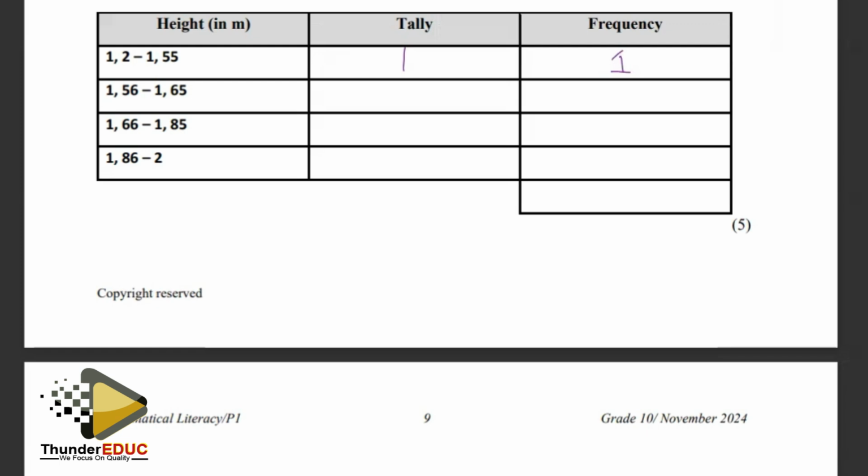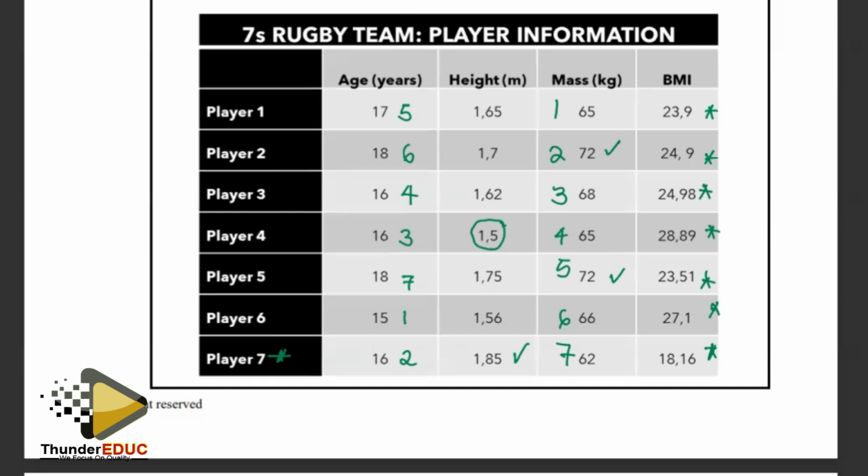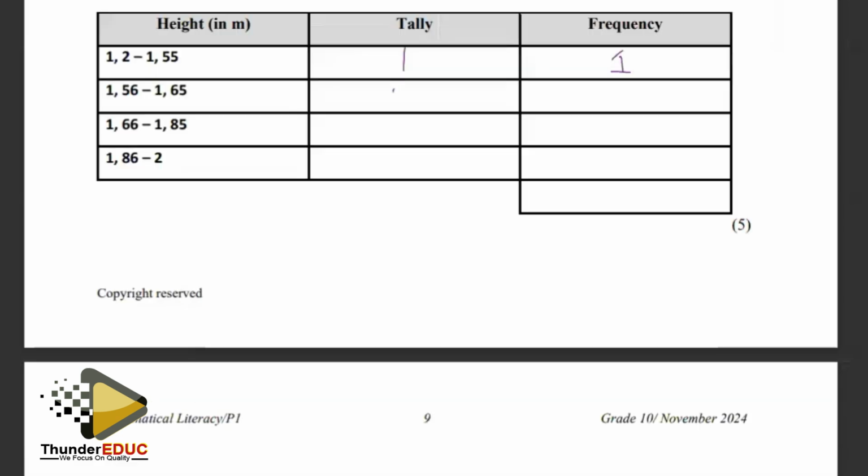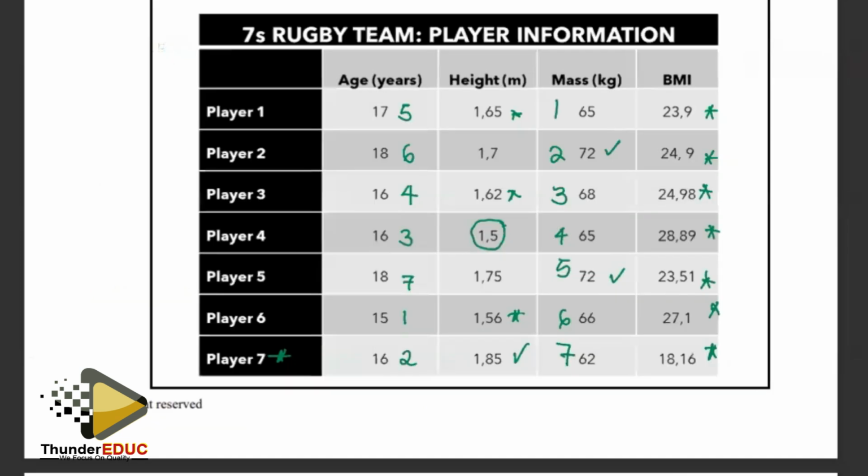1.56 to 1.65. 1.56, so we have this one qualifies, 1, 2, 3. So there are 3. So we come here, we draw 3 lines. 1, 2, 3. So this side we put 3. Between 1,66 and 1,85.